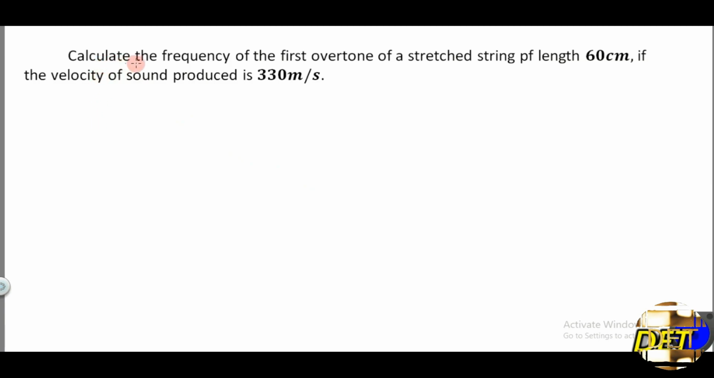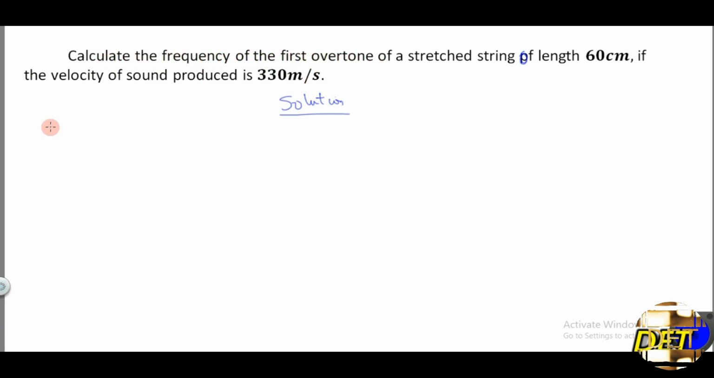And the question is to calculate the frequency of the first overtone of a stretched string of length 60 centimeters if the velocity of sound produced is 330 meters per second, right? So let's put our solution here. The first thing I would want to do is to fish out the parameters. The question is calculate the frequency of the first overtone.